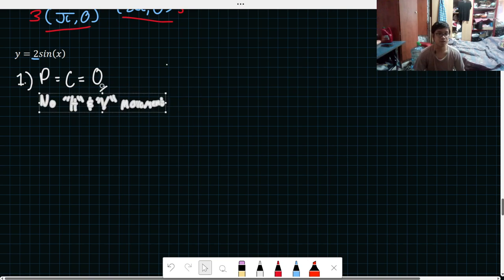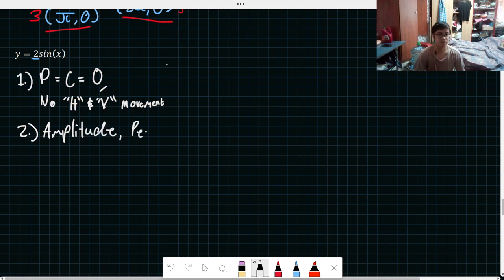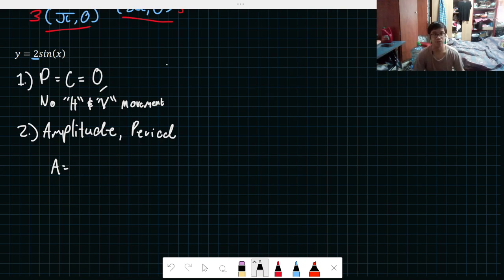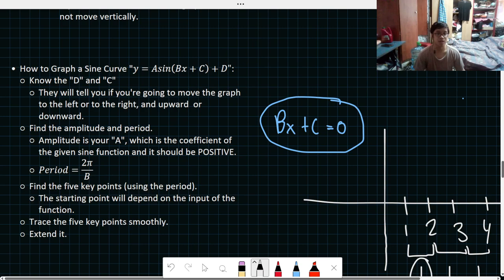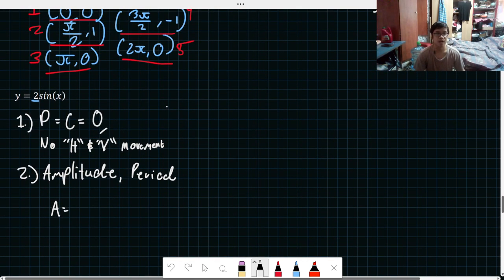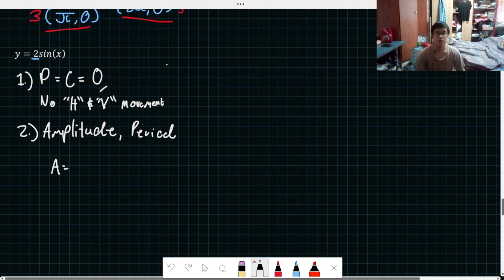Let me just shrink it here. Number two. In your next step, you're going to find the amplitude and the period. In getting the amplitude, it's just the coefficient of your sine function, but despite its sign, whether positive or not, it should always be positive. In this case, we have 2 as the coefficient of sine x, so your amplitude would be positive 2.